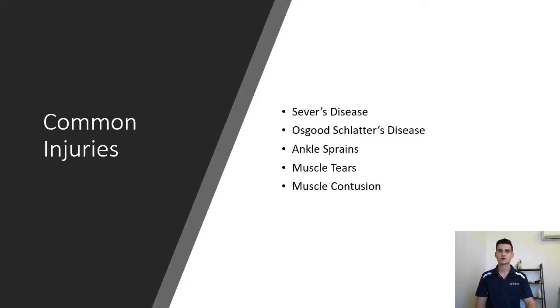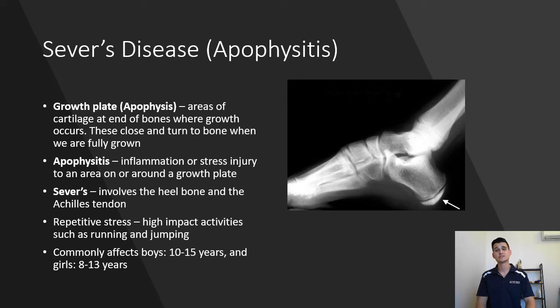So initially what we're going to go through is just some common injuries that we tend to see. There's a list of them there, we'll go through them one by one. The first condition we're going to go through is called Sever's disease, which is also known as an apophysitis.